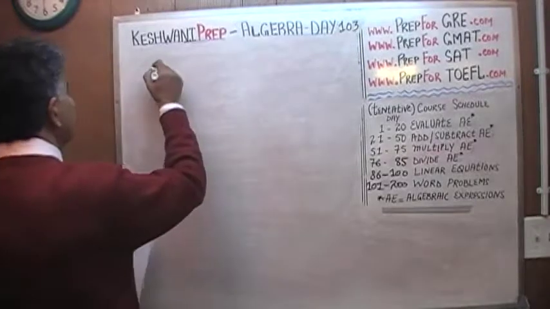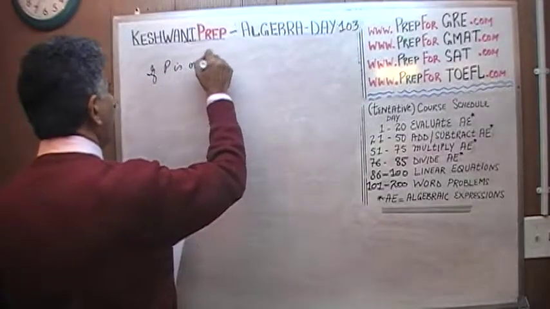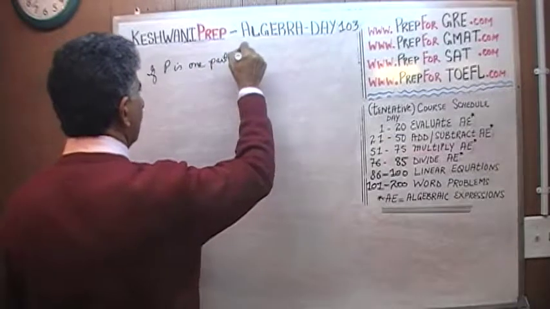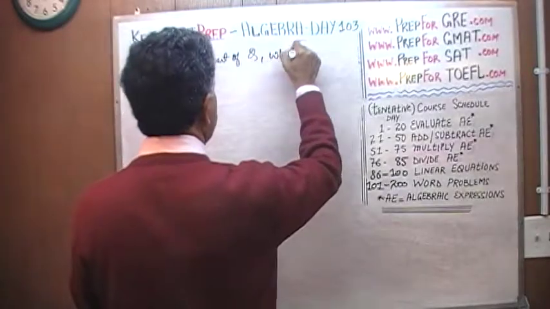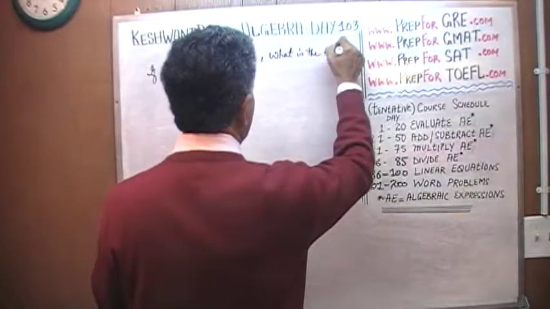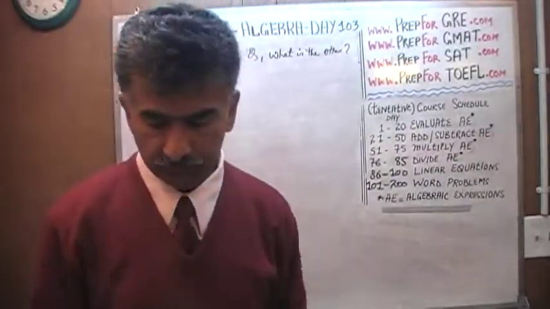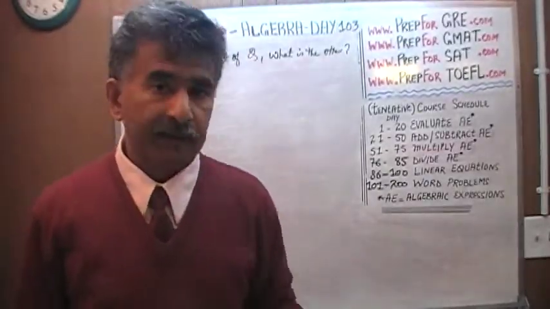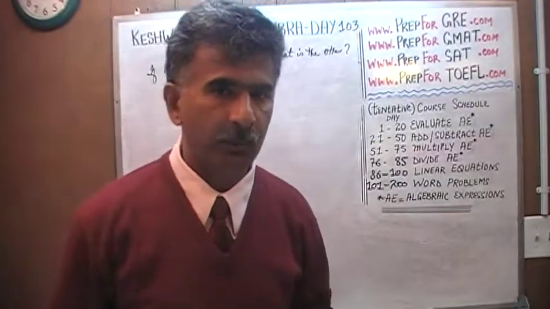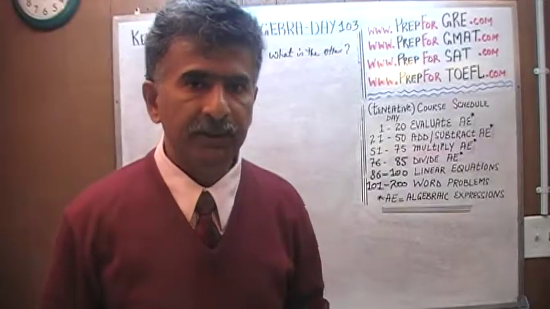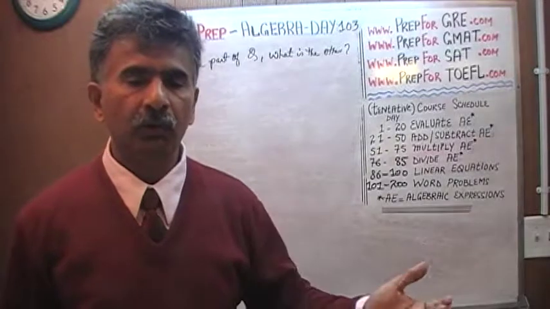The question is, if P is one part of Q, what is the other? Very simple question. And it's algebra, of course. We're learning how to solve a word problem. This is the language of algebra. So you have to understand that P and Q are some numbers. They are some quantities. It's just that we do not know what they are. We are not told what P and Q are.